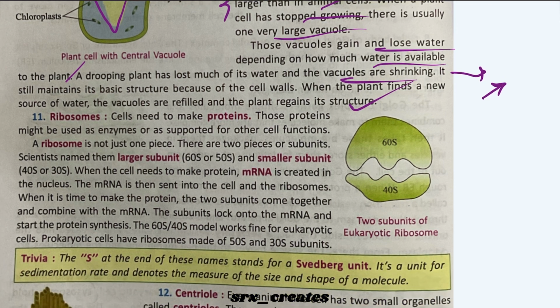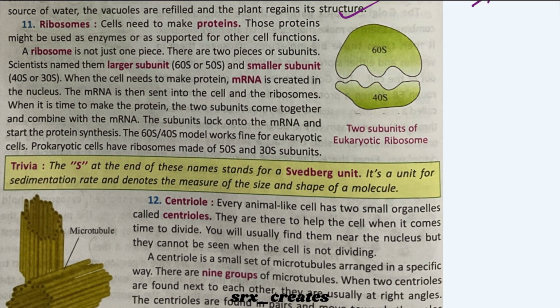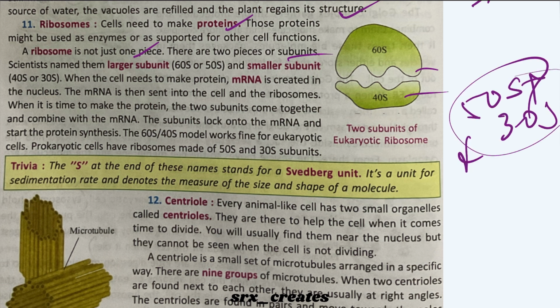Okay. Now ribosomes. Ribosomes are needed to make proteins. They're protein houses. They might also be used as enzymes. The ribosome is not just one piece. There are two pieces, or two subunits. If I say 50S or 30S, these are two subunits of a ribosome. There are 60S and 40S. The smaller is 40 or 30, and the larger is 60 or 50.